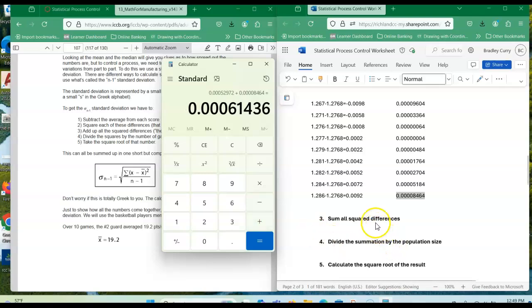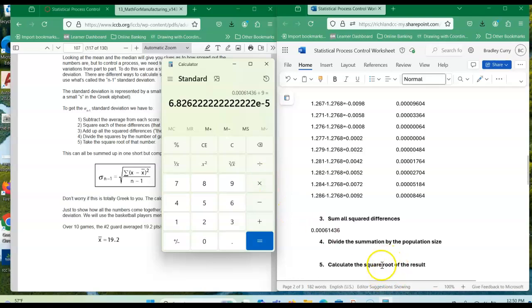So the sum of all of those is going to be 0.000061436. That is the sum of all of those squared. All right. Now, I'm going to take that sum. So next step, we're going to divide it by the population size. So let's hit divided by our population size, and this was 10. So minus the 1. So we got our n minus 1, so it's going to be 9, equals.